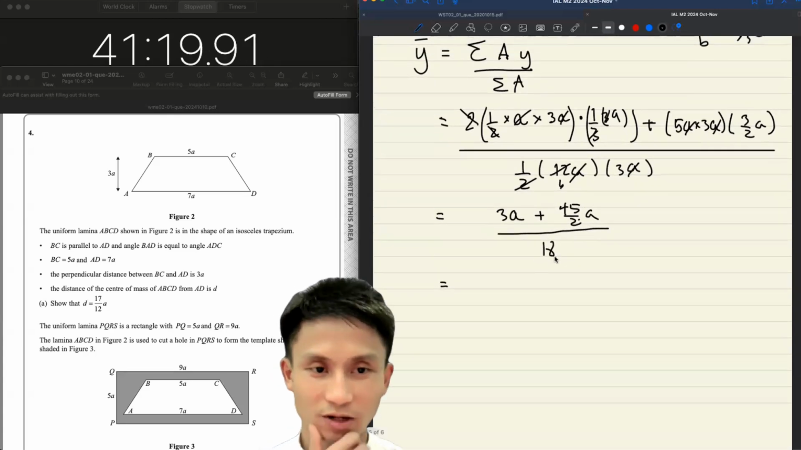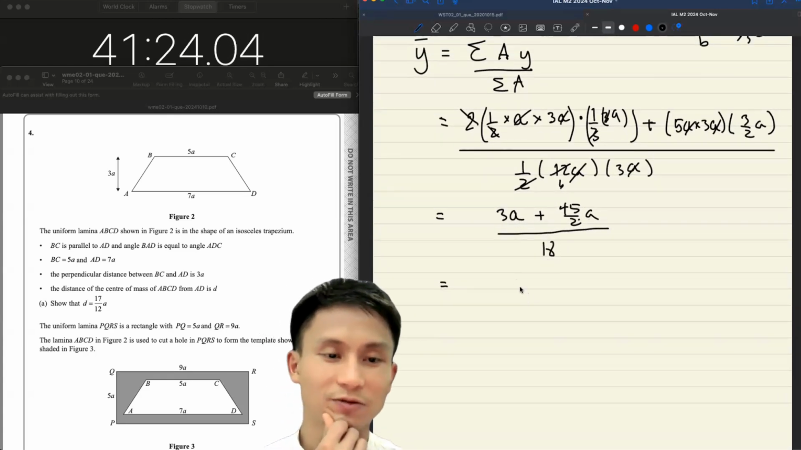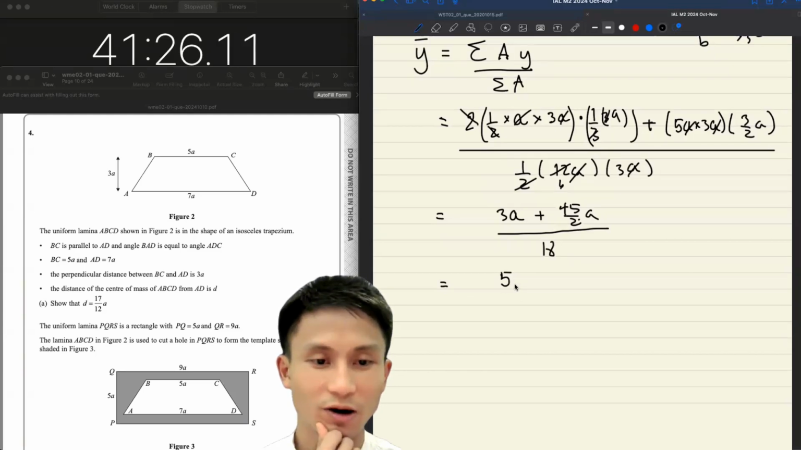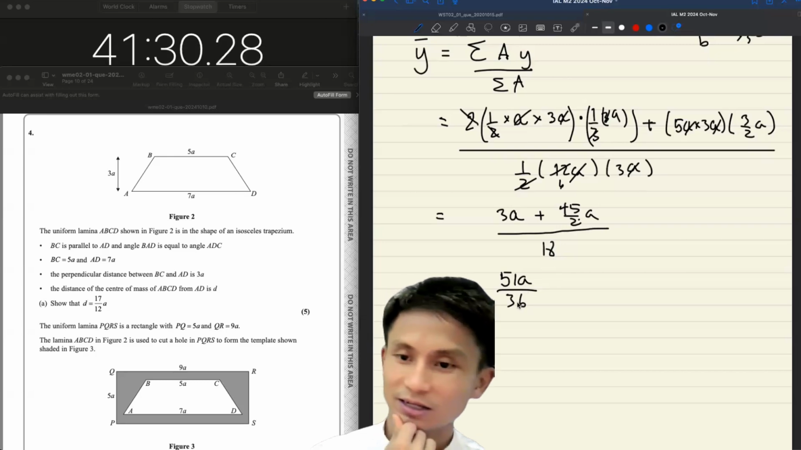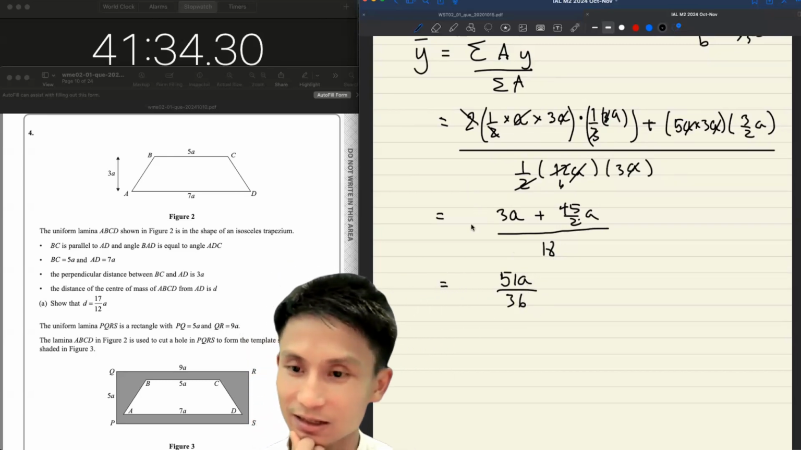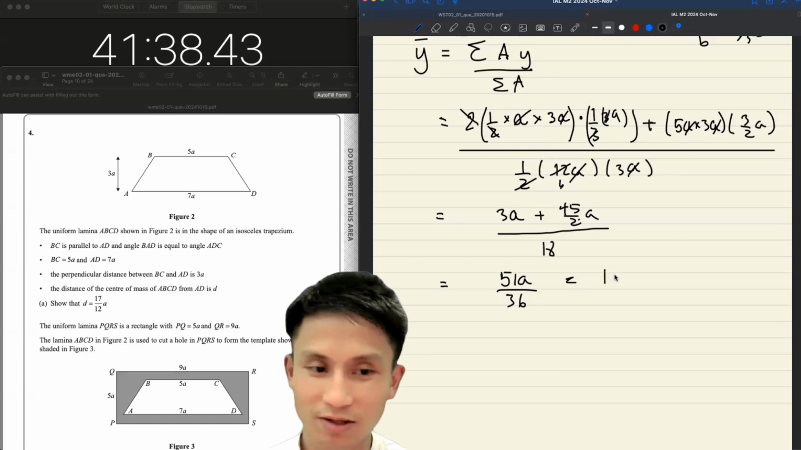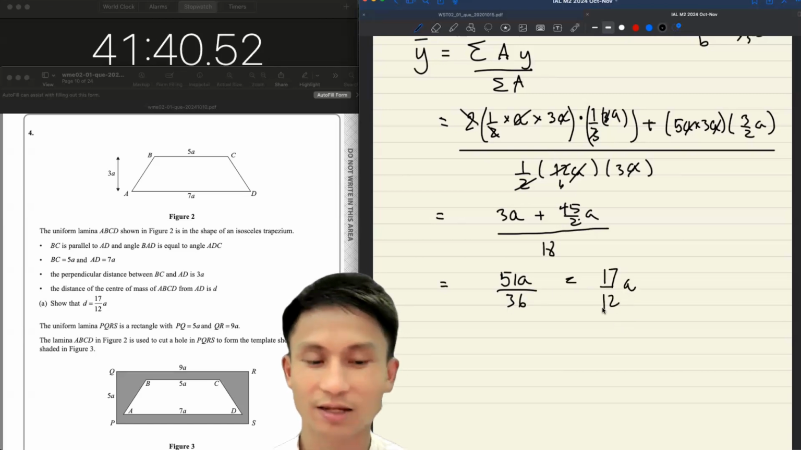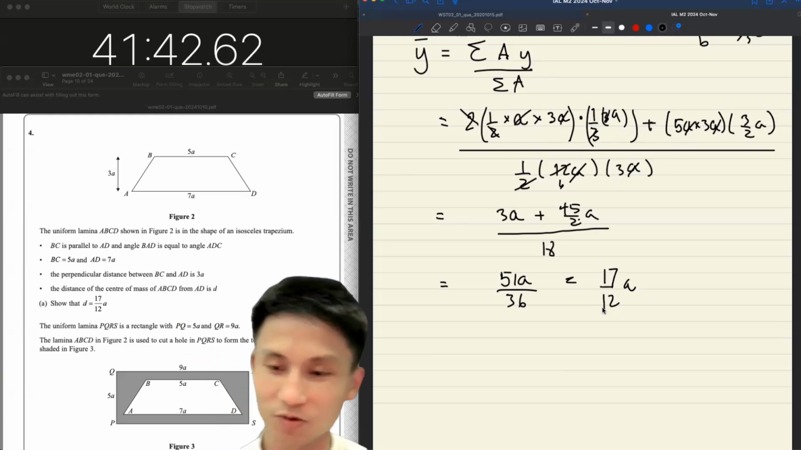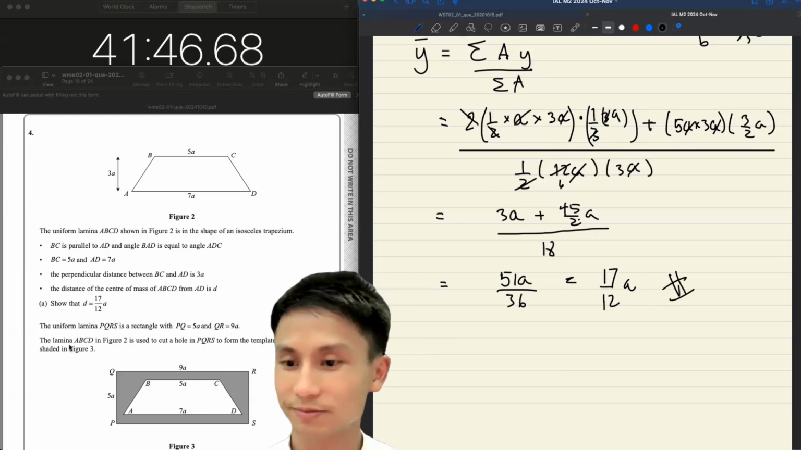So doing the fraction there, 2 multiplied by 3, I get 6. 6 plus 45, I get 51a over 36, because 2 has to be brought down, and that is it. Except I can simplify by 3 a little more, I get 17 over 12a, because that can be divided by 3. So as required.